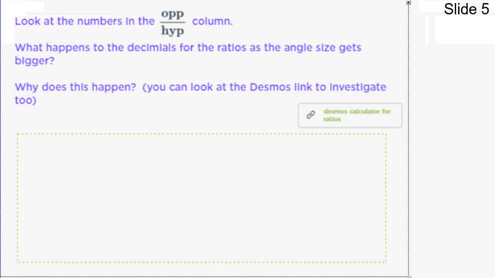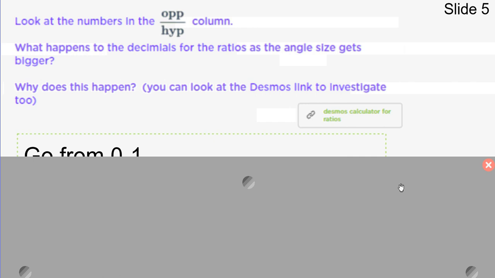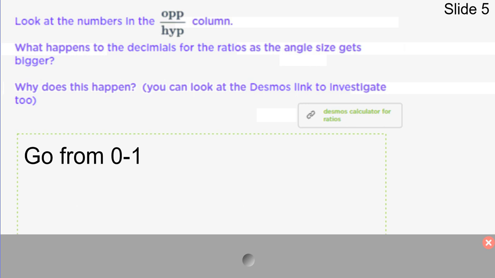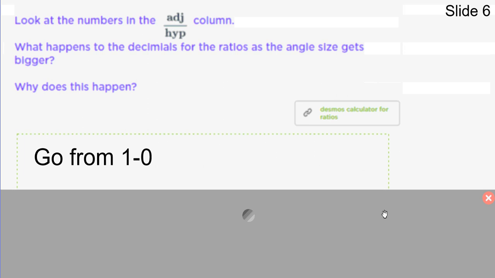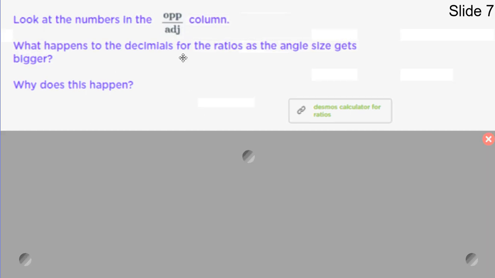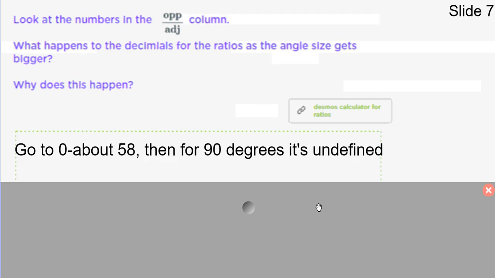So in looking at the opposite over the hypotenuse column, a couple of things. As the angle size gets bigger, those decimal ratios go from about 0 to 1 in value, okay? When we're looking at the adjacent over your hypotenuse column, those actually decrease. They went from about 1 to 0 in value. And the last column, you've got your opposite over adjacent, and this one was a little bit different than the other two. The ratios went from 0 to about 58, and then all of a sudden when you got to 90 degrees, it was undefined.